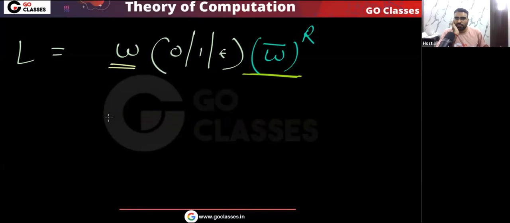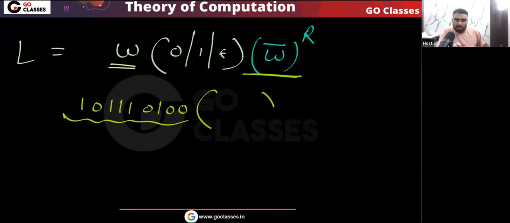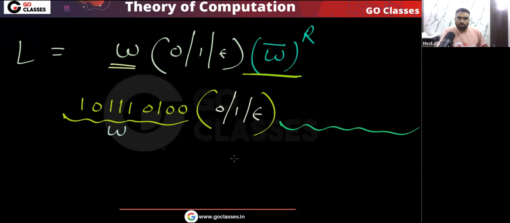I hope you understood. So very simple point. It will be like this. Whatever you have here, if your W is this, then in between there can be either zero or one or epsilon. But after that, what should come? Just tell me that. If this is W, then after that, what should come?